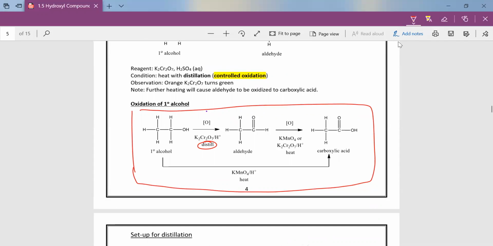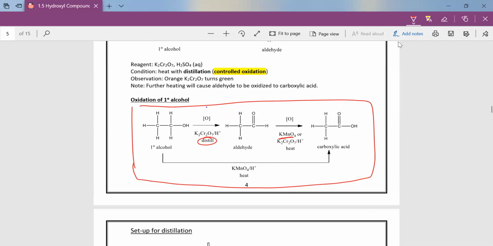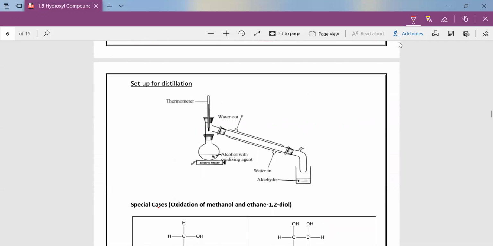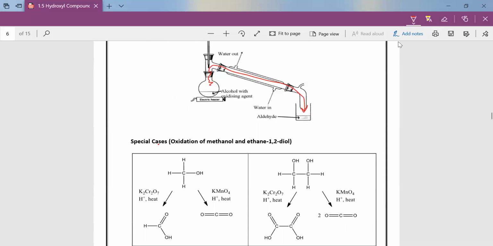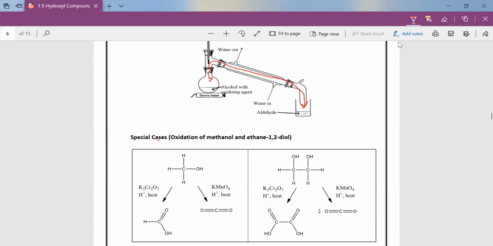If you are using manganate, even if you distill, you still will not get the aldehyde because manganate is too strong an oxidizing agent. This setup for distillation is just for your information. The aldehyde would vaporize and condense out here, so that you can stop it from proceeding to be oxidized to carboxylic acid.